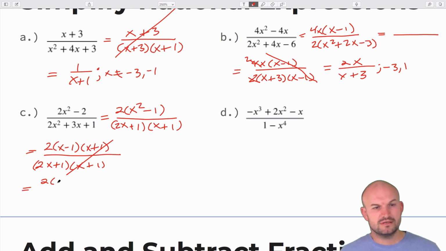You can now see the x plus 1s divide out, leaving me with a final answer of 2x minus 2. Let's distribute this one. I'm perfectly fine with students if they don't distribute.